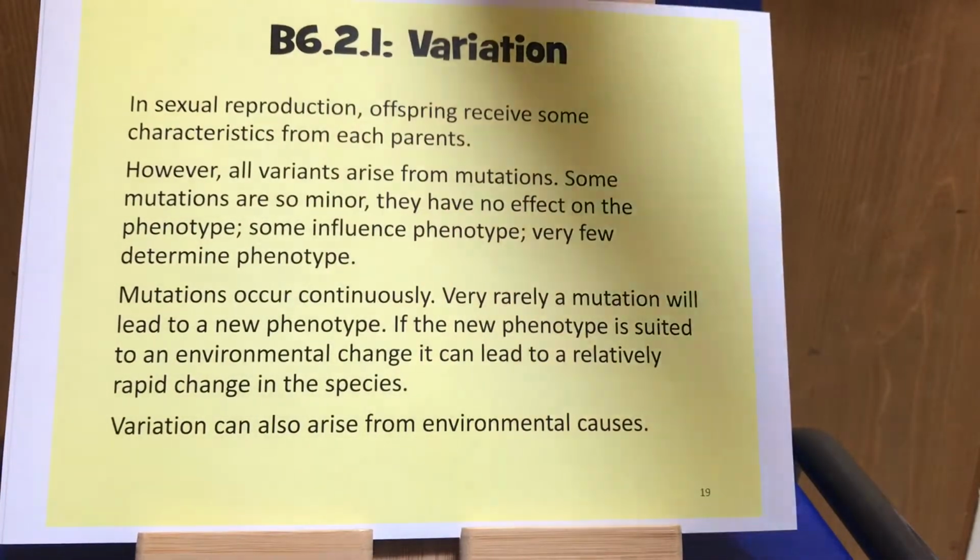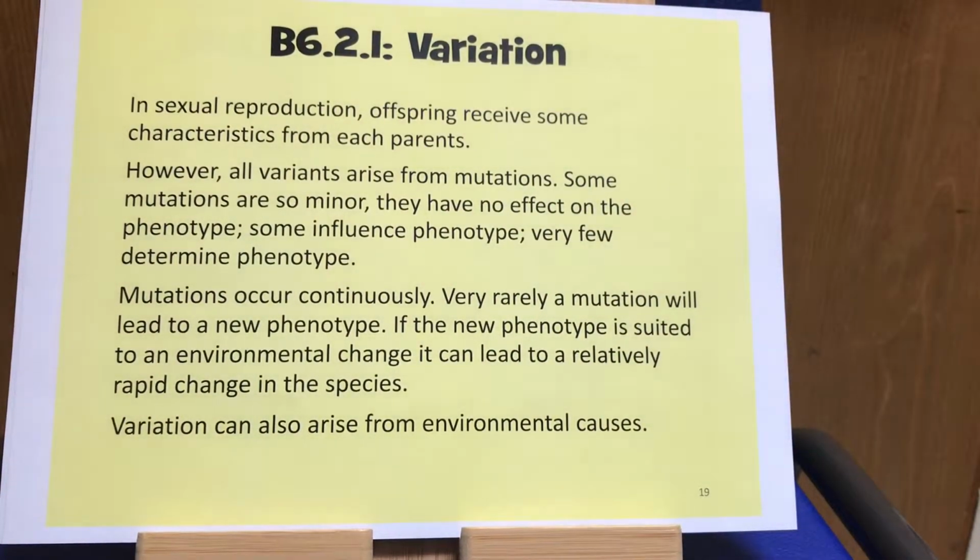Okay, variation. In sexual reproduction, offspring receive some characteristics from each parent. We said that sexual reproduction is good for offering variation, genetic information, chromosomes coming from both parents. However, there are also variants that arise from mutation, and mutations can be so minor. It's like when you make a spelling mistake and you can still work out what the word is. They make no difference at all. However, sometimes if the mutation is significant enough, it can create a new feature.